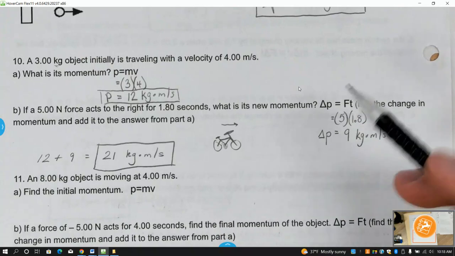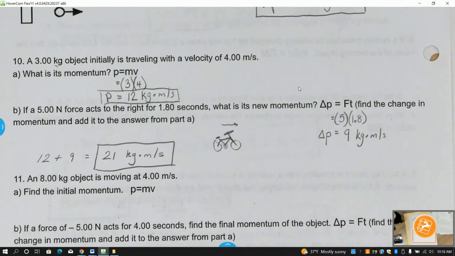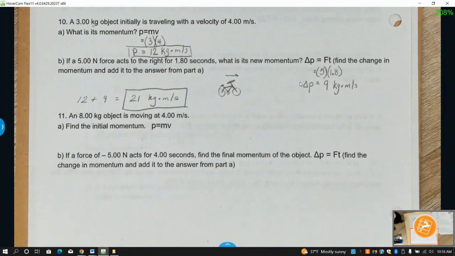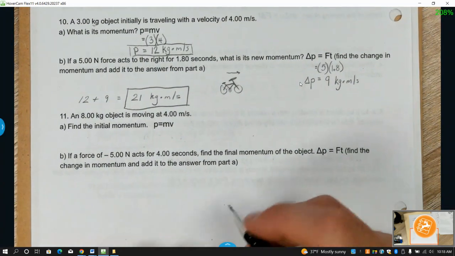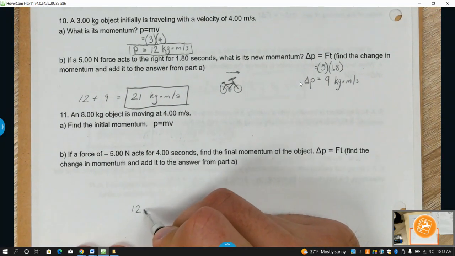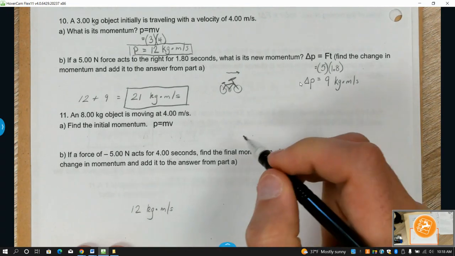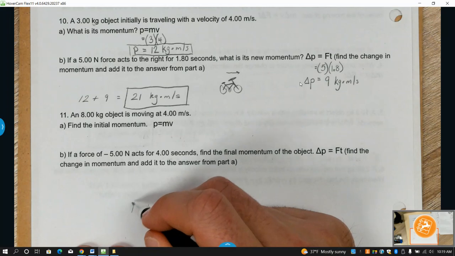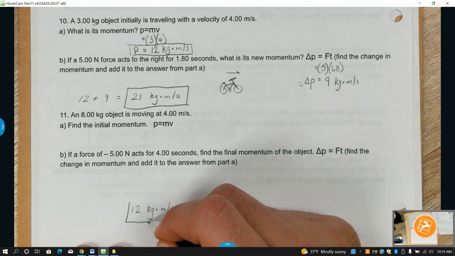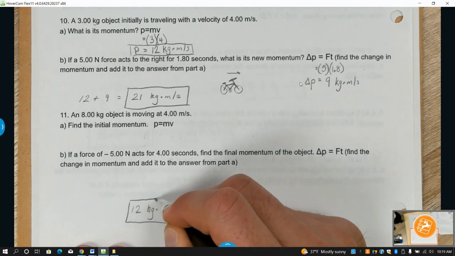So 11, guys, you're going to do it the same way. The final answer for 11 should come out to be 12. Please make sure you do that right now. I would like you guys to make sure that you are able to get this, and then you may pack it up.